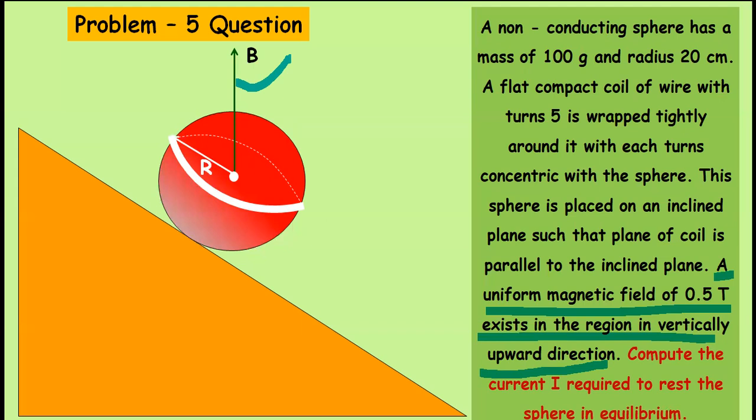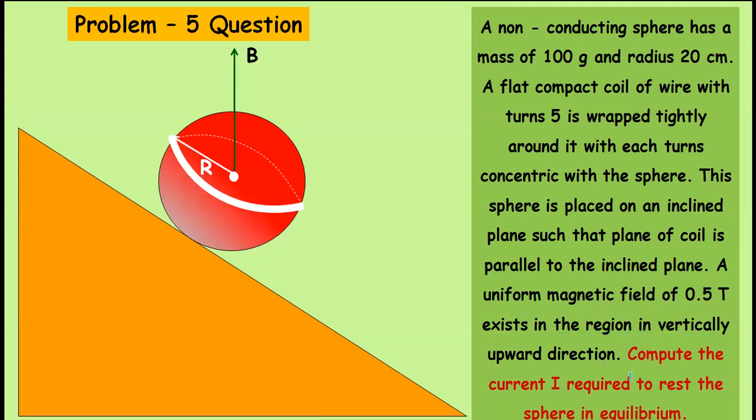Now the question they have asked is, compute the current I that is required to rest the sphere in equilibrium. So once the sphere is placed on an inclined plane, it will start sliding on the inclined plane. Now the sphere has to be in absolute equilibrium. So for that, how much current should pass through this coil? So that is the question.